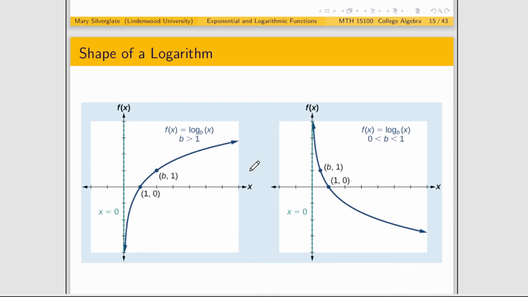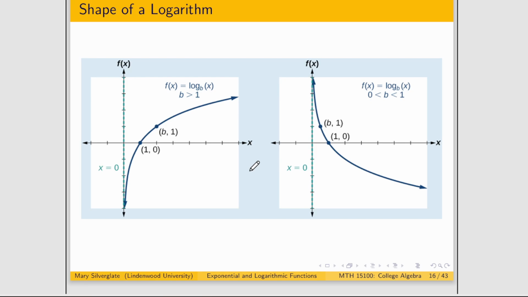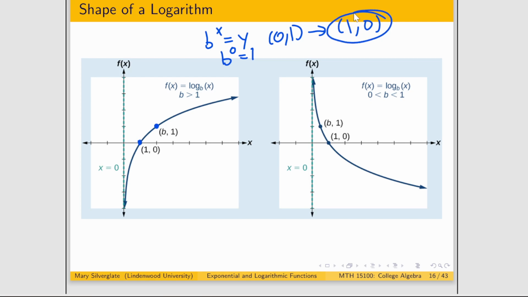So in order to graph a log, we can always think about the fact that it's an inverse exponent. And in particular, that reveals two really key points that have to exist on it. Because if this log is an inverse exponent, so for the function b to the x equals something, we know any base to the 0th power is 1. So if 0, 1 exists on the exponent, then 1, 0 has to exist on any sort of basic log graph that hasn't been shifted left and right.